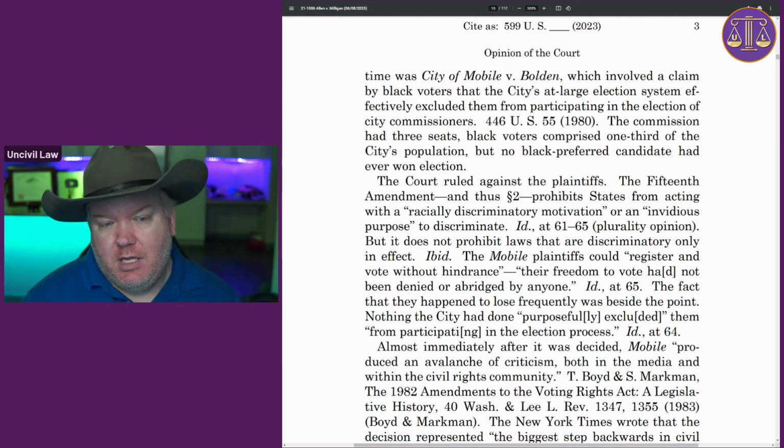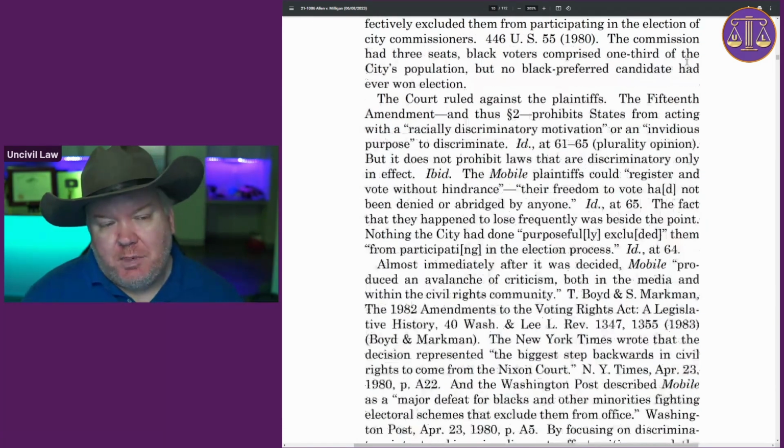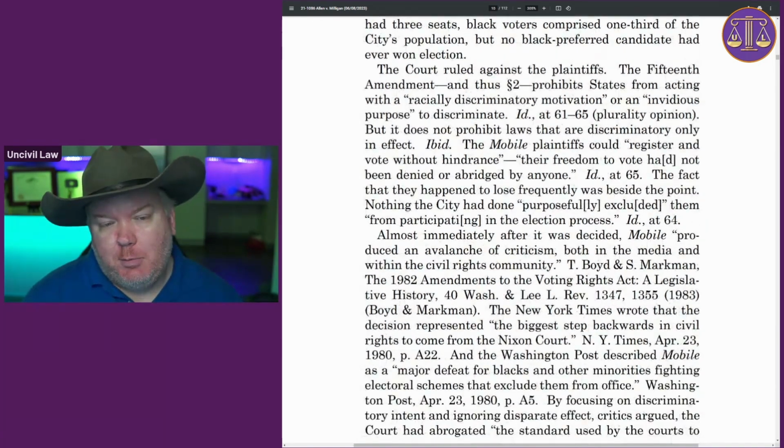And so even though the blacks comprise a third of the city, they didn't get any of the candidates because it's at large. So they weren't able to muster enough votes to win any candidates, no matter how many seats there were. All right. The courts ruled against the plan. The 15th Amendment and thus Section 2 prohibits states from acting with racial discriminatory motivation or invidious purpose to discriminate, but it does not prohibit laws that are discriminatory only in fact.